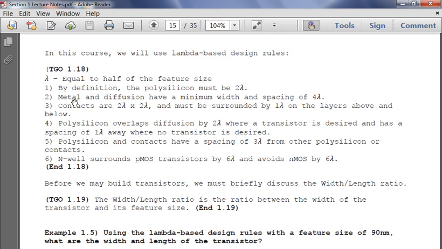So we're going to have this kind of N-well here, right? And then inside you're going to have your PMOS transistor. And then what's going to happen is you're going to have these polysilicon running here. You're going to have contacts. And here your NMOS, you got 6 lambda, and then it needs to be 6 lambda away as well.